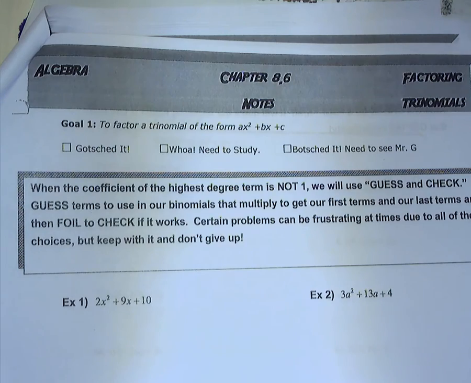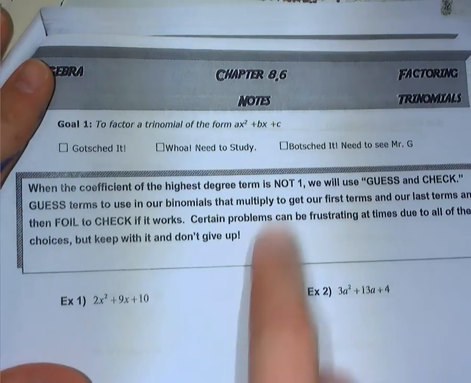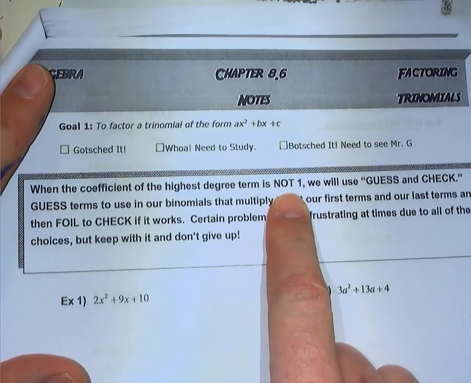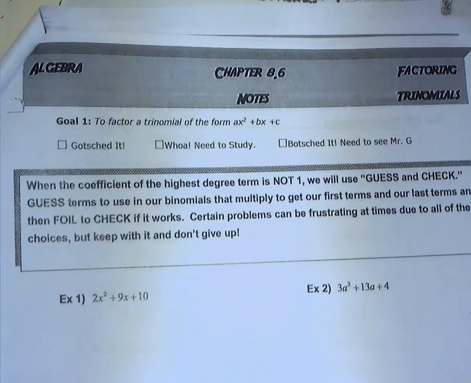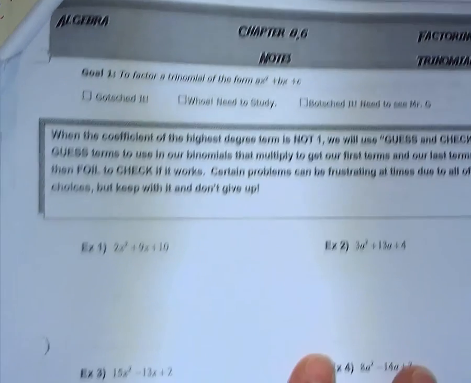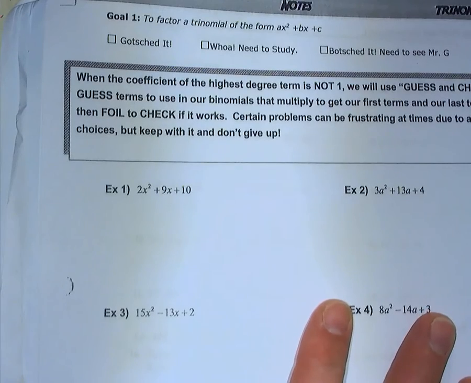So when the coefficient of the highest degree term is not 1, meaning we call that the leading coefficient, we are again using guess and check. Guess terms to use in the binomials that multiply to get the first term and our last terms, and then FOIL to check that it works. Certain problems can be frustrating at times due to all of the choices, but keep with it, and don't give up. All right, so let's get started.